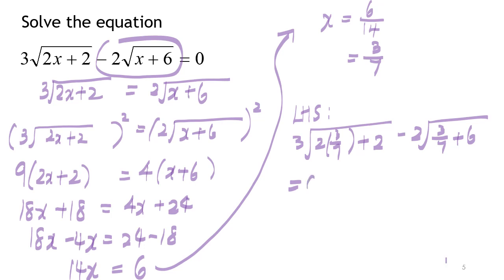Yes, it equals 0, which is the right hand side, which is the value that you need to get from the right hand side. So yes, therefore x equals 3 over 7 is a valid answer for this equation.